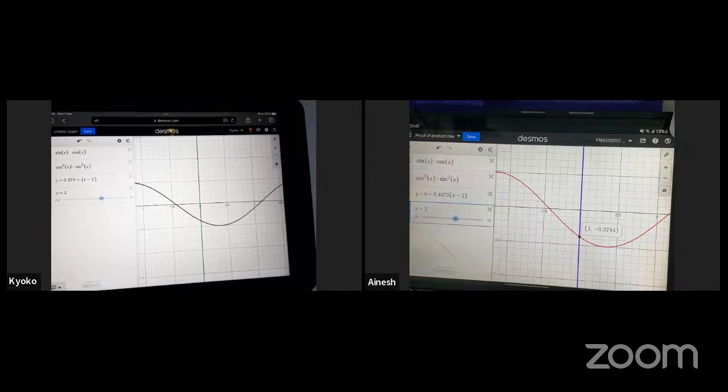Now that reads as a point, a certain point. At this point, Kyoko has randomly chosen x equals to 2. So that is the point that we are interested in. Is this point very important or just a random point? It's important. Then do you see the mistake originally done on the tangent line?